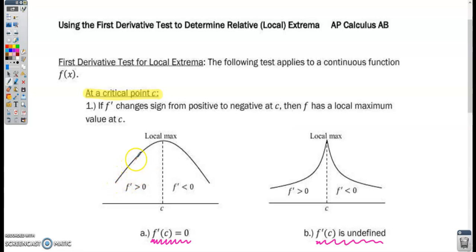F prime is greater than 0, the function is increasing, hits the critical point, and then to the right of the critical point, the function is decreasing because the derivative is less than 0. Same thing over here. And both of those scenarios produce a local maximum. When the derivative is positive and therefore the function is increasing, we hit a critical point, and then the derivative is decreasing.